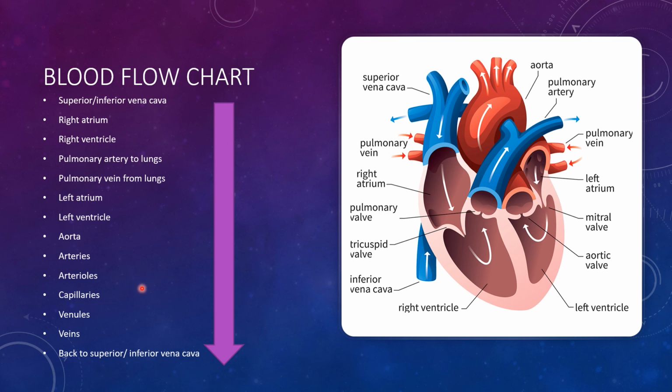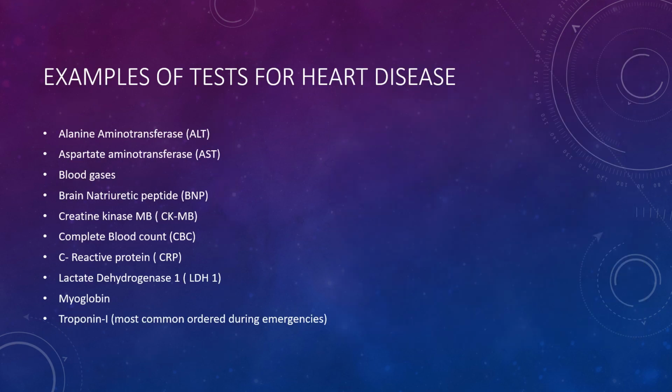Then it will be transferred into your capillaries, then to your venules, and lastly, it will be passed into your vein. So after it passes into the vein, it will go back to your superior and inferior vena cava, depending on where the vein resides. Then the cycle continues. Now let's go to the example tests for heart disease.